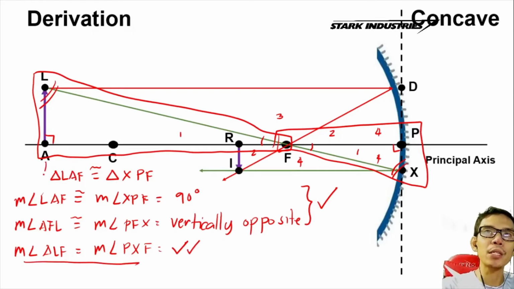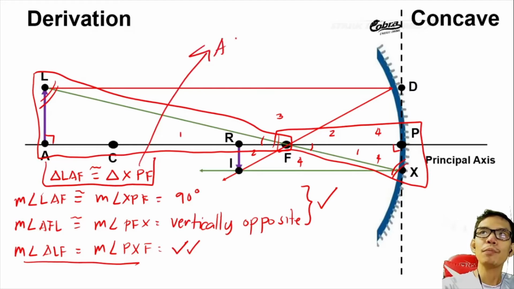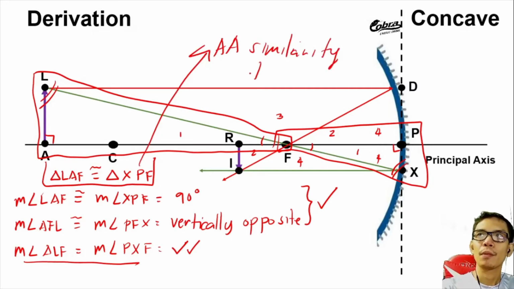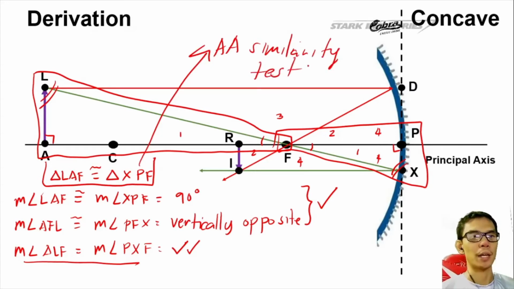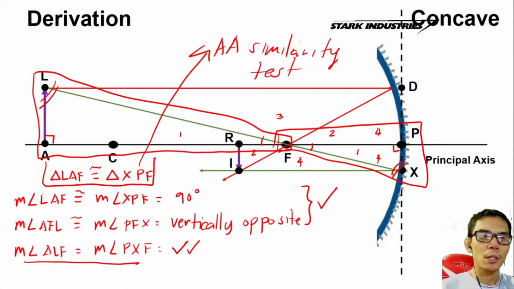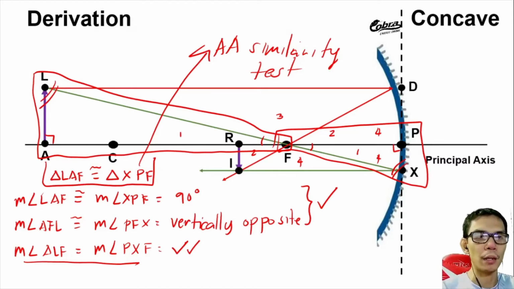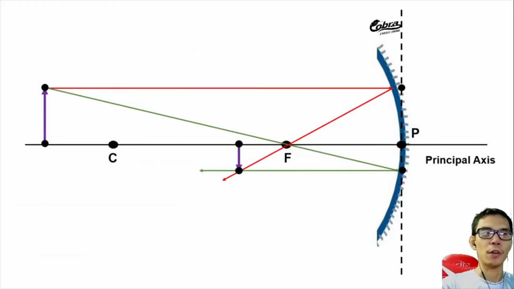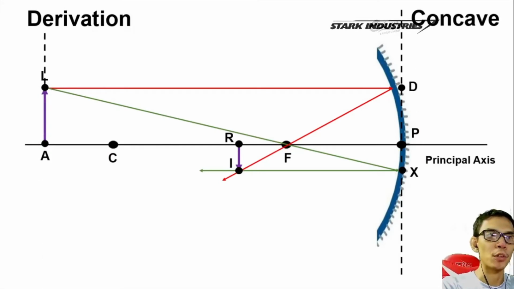So we can say that these two triangles, triangle LAF and triangle XPF, are similar triangles based on the AA similarity test. So they are similar triangles. Since we know that these two triangles are similar to each other, we can now use their sides to find out how we can use that in deriving the mirror formula that you saw earlier.